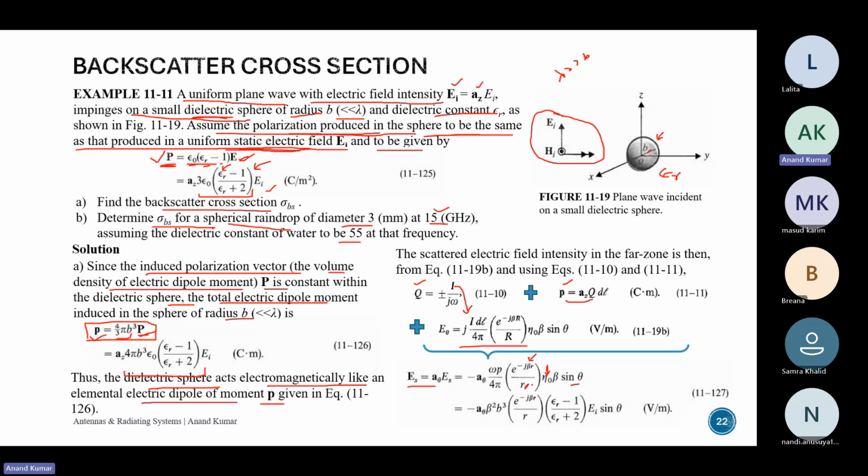So once we have this P in this expression, we can substitute this P with the expression that we got in 11.26. This gives us the expression for the electric field. So what we did was, we have the expression for polarization vector. From that, we calculated the dipole moment. And from the dipole moment, we calculated the electric field. So we have the electric field now.